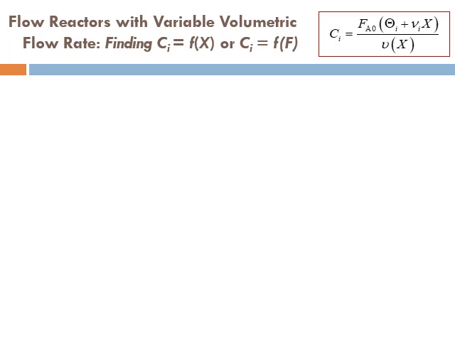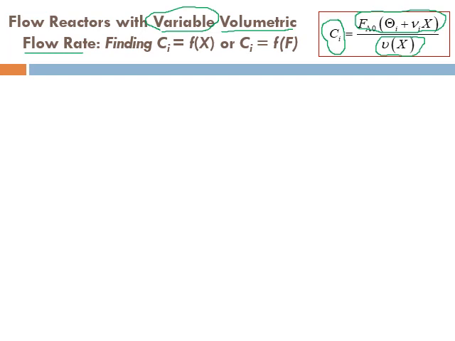Okay, so let's talk about flow reactors with variable volumetric flow rate. And please note that we're talking about variable volumetric flow rate. Why is that? Because at the end of the day, we are interested in concentration, and concentration C_i equals F_i over epsilon, and we need to find epsilon as a function of X. Why do we need epsilon as a function of X? Because we need concentration as a function of X.